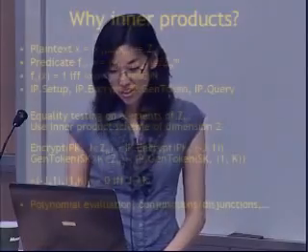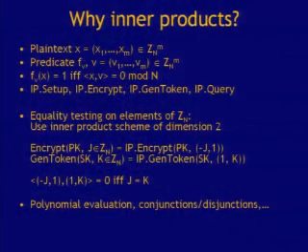Right. Okay. So that's just a simple example, but you can also show that using inner products, you can come up with predicate encryption schemes to do polynomial evaluation, and using those, you can do conjunctions and disjunctions and exact thresholds and other things.